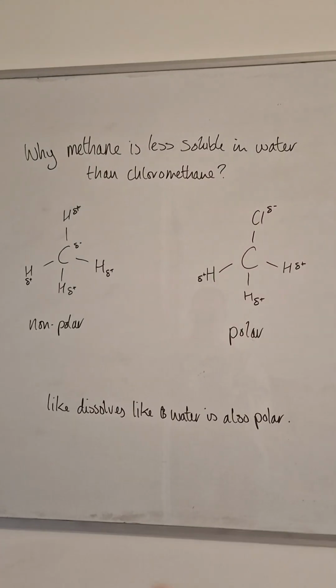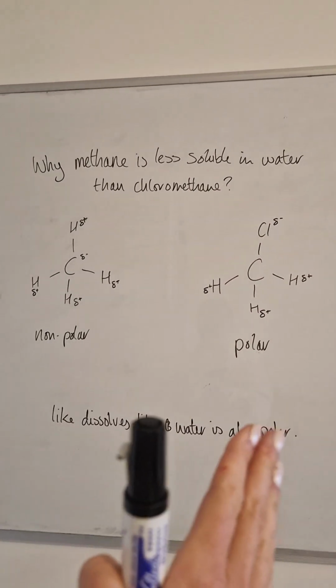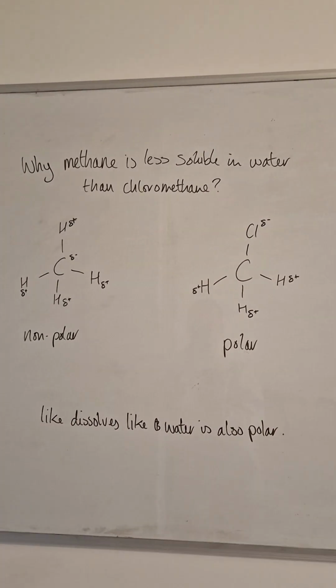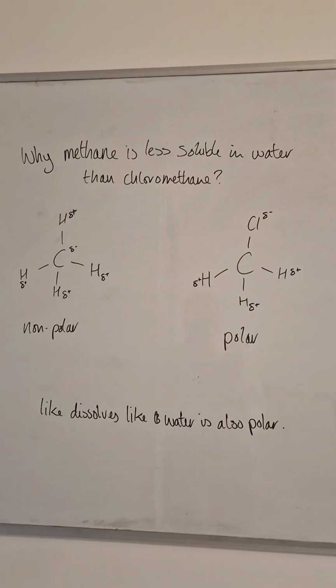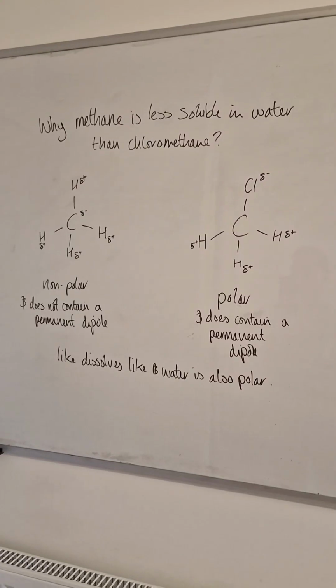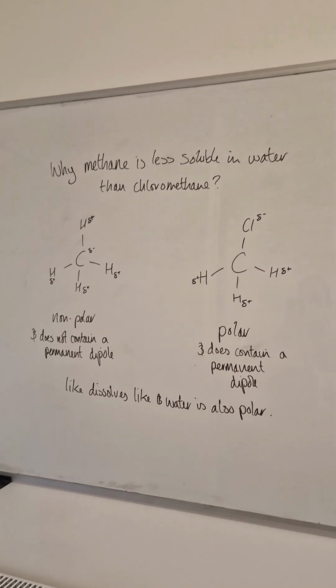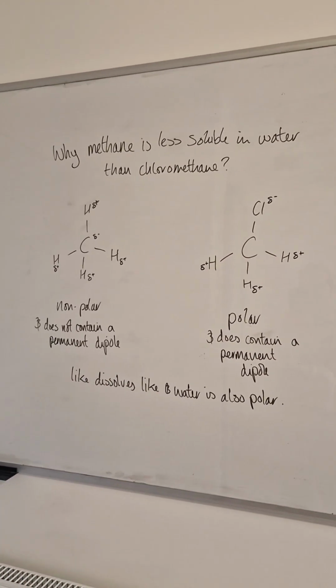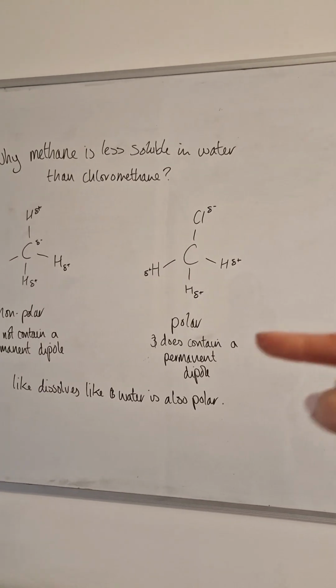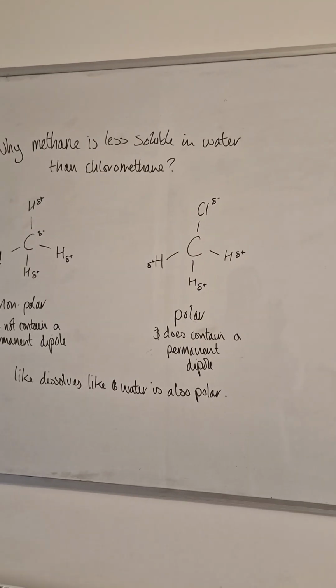However, there is a key bit of information that you need to include in your answer that we have missed out here. When you're stating that your molecules are polar or non-polar, you also need to include a statement about whether they have a permanent dipole or not. So instead, try to say methane is non-polar and does not contain a permanent dipole, and chloromethane is polar and does contain a permanent dipole. And then you go on to make your like dissolves like statement.